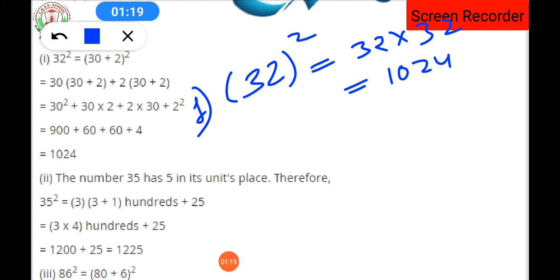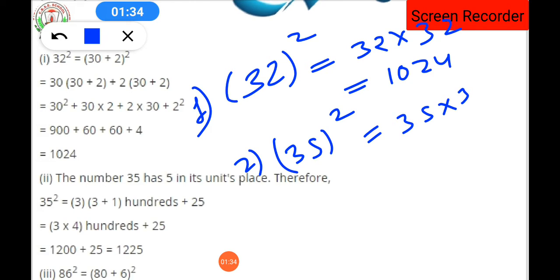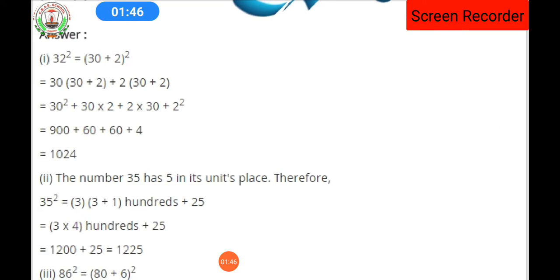Okay, you can do it directly, as in the second part of question number 1, where it is asked to find the square of 35. So the square of 35 means 35 into 35. So 35 into 35 will become how much? It will become 1225. Okay, so this is the first method and this is the easiest method.